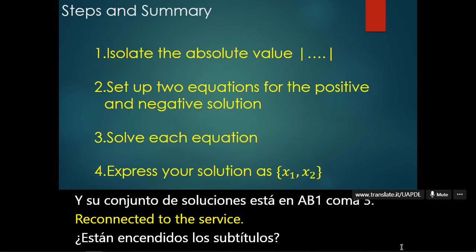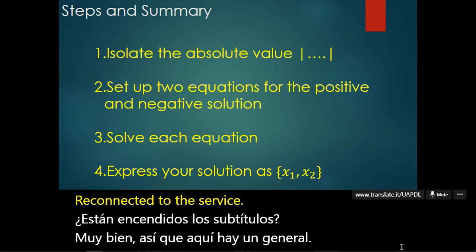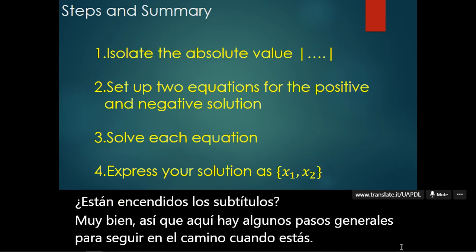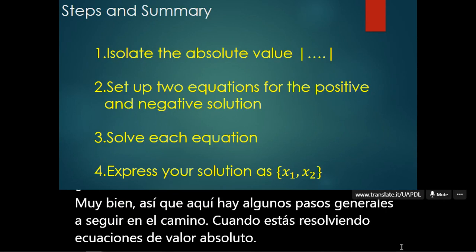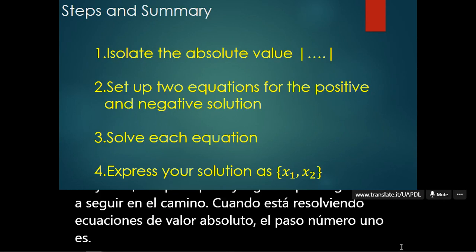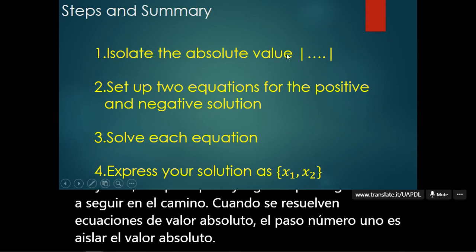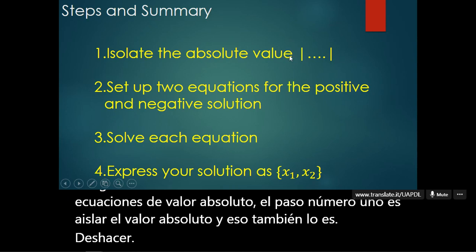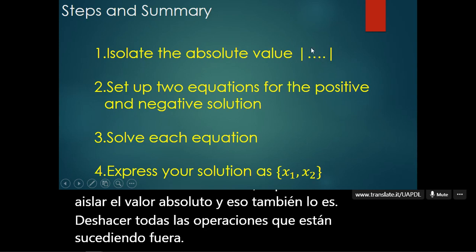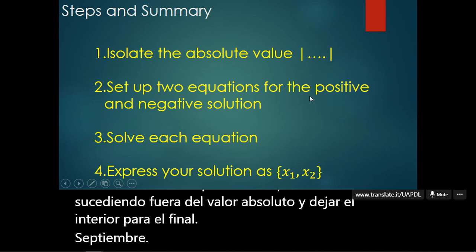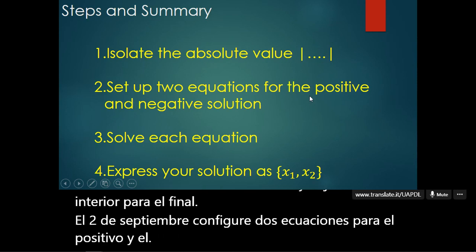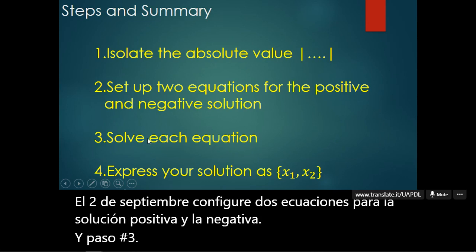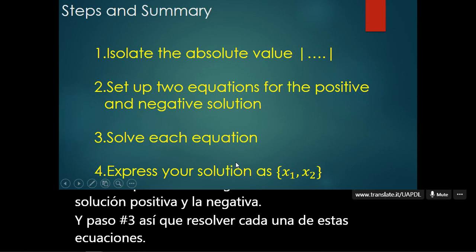All right, so here are some general steps to follow when you're solving absolute value equations. Step number 1 is to isolate the absolute value, and that is to undo every operation that's happening outside of the absolute value and leaving the inside for last. Step number 2, set up 2 equations for the positive and the negative solution. And step number 3 is to solve each of these equations. Step number 4 is to express your solution as a set.